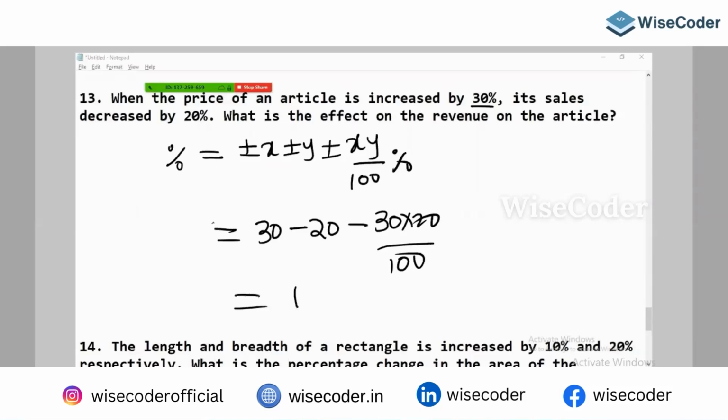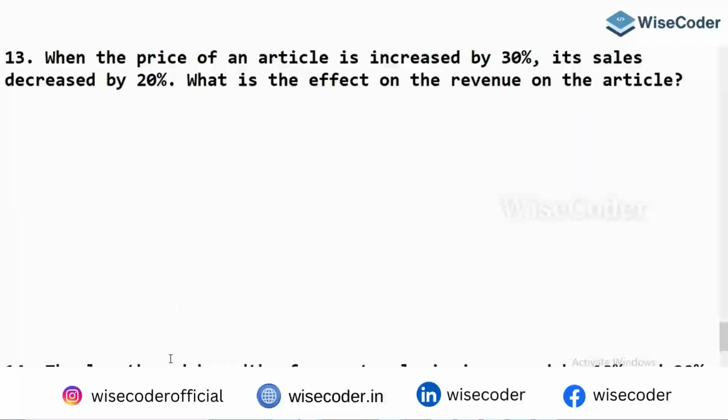So here, 10 minus, the zeros cancel, 3 twos are 6. 10 minus 6 is going to be what, guys? 4%. So what is the effective revenue on the article? 4%. Okay, let's go to the next question.